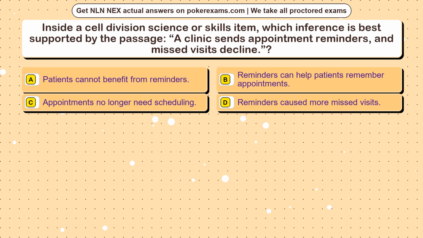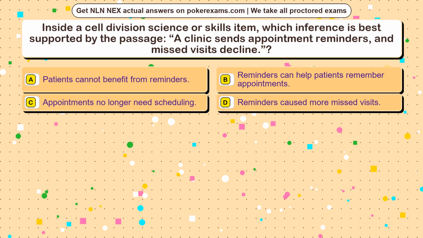Question 24. Inside a cell division science or skills item, which inference is best supported by the passage? A clinic sends appointment reminders, and missed visits decline. Option A, patients cannot benefit from reminders. Option B, reminders can help patients remember appointments. Option C, the appointments no longer need scheduling. Option D, reminders caused more missed visits.